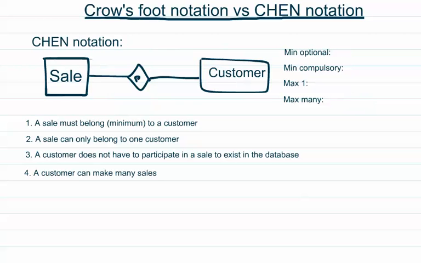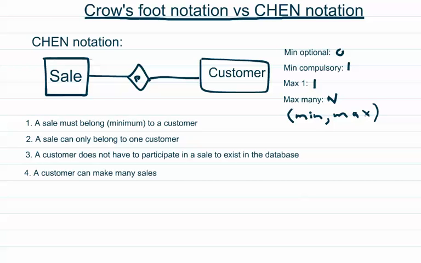For the CHEN notation, we use the following symbols. For the minimum optional, we still use a 0. For minimum compulsory, we still use a 1. For the maximum of 1, we still use a 1. But for the maximum of many, we use a many, an N. These symbols are presented in brackets, and your first entry will always be your minimum cardinality, and your second entry will always be your maximum cardinality.